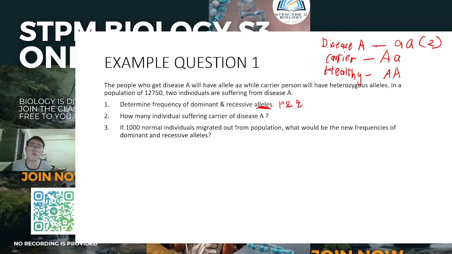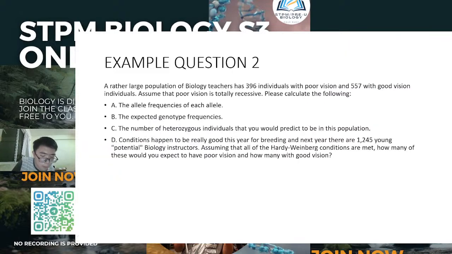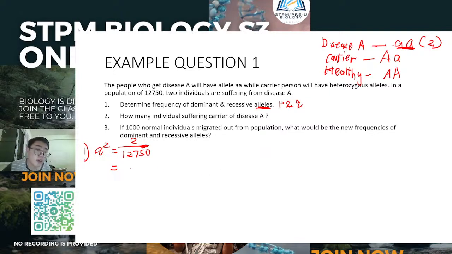Normally Q square and then Q first. It already gives you two people suffering this disease. So for question one, Q square is equal to homozygous recessive, so Q square equals 2 over 12750. You should all know how to calculate frequency. So 2 over 12750 is what? Type it into your calculator and you get 1.5686 times 10 to the power of negative 4.